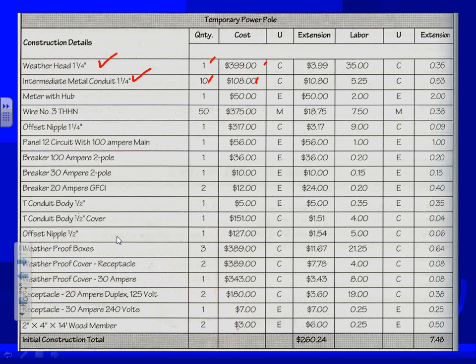Here's the price per 100. Here's the extension. Here's the labor. Here's per 100. Here's the extension. So we're doing takeoff, extension, and totaling exactly like any other project, right?